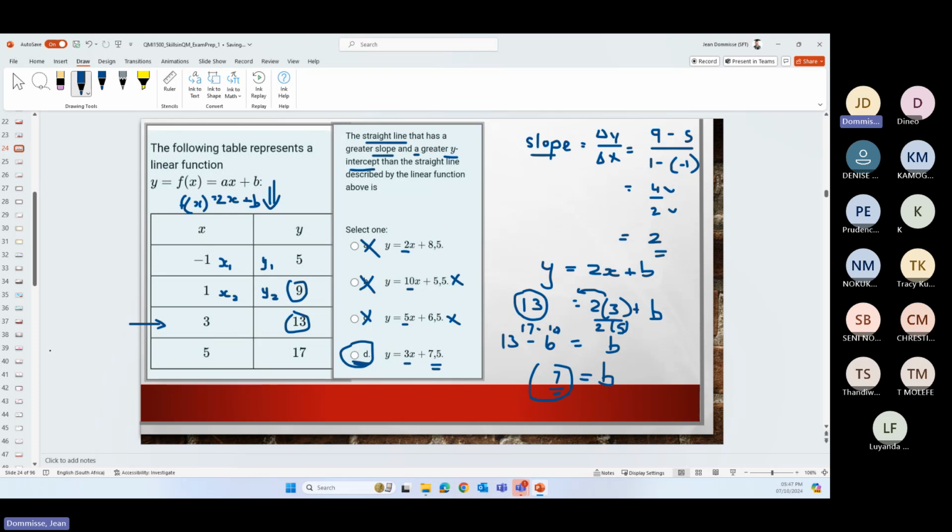So you could have used 17 and 5. You could have used 13 and 3. You could even have used 9 and 1, or 5 and minus 1. And each one of those will give you that B is equal to 7. So it does not matter which one. So you could have used 5 and minus 1, 9 and 1, 13 and 3, or 17 and 5. And it will each time give you 7.